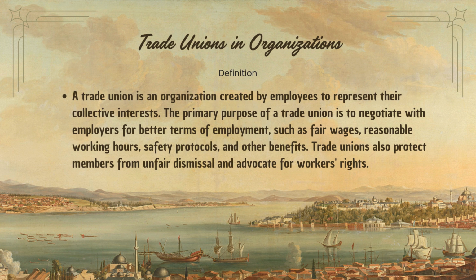For example, a trade union is an organized group formed by employees to represent their shared interests and improve workplace conditions. Its main role is to negotiate with employers to secure fair wages, manageable working hours, health and safety protections, and other job-related benefits. Trade unions work to protect members from issues like unfair dismissal and advocate for workers' rights, ensuring that employees' voices are heard in decisions affecting their work lives. By working together, trade union members aim to create a more balanced, supportive workplace where employees are treated fairly and respectfully.